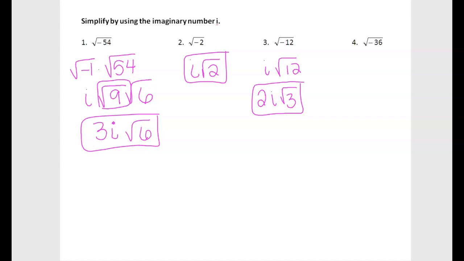We can also have perfect roots with i's. So again, that square root of -1 becomes i, leaving you with the square root of 36. 36 is a perfect square, so you get 6i.